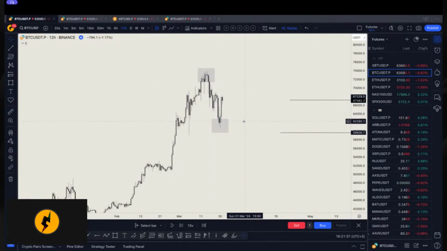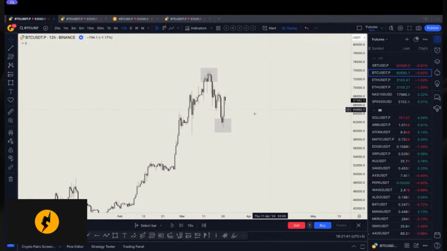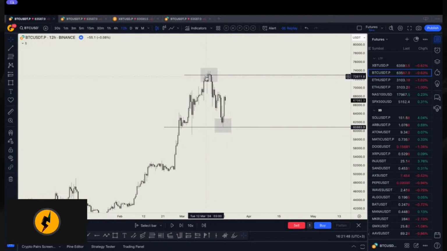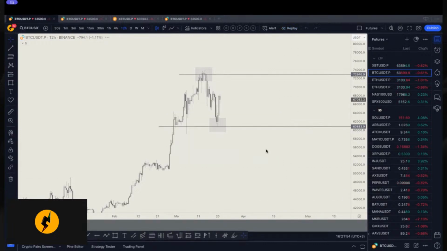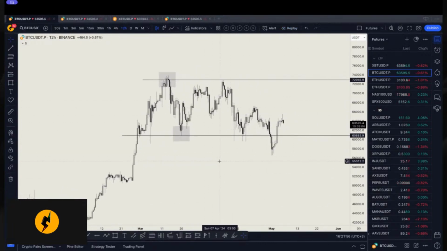Now I'm going to give you an example, of course, here. So then I mark this one and this one. Now why do I mark this? Because it's kind of the top of the range that created this. Okay, and then there we go, I have my range, right? This.